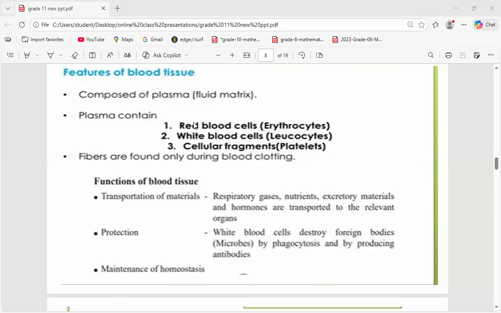What are in the plasma? Plasma means there is fluid, right? In that we have RBC, WBC and platelets. And next one is fibers, that is only for clotting. So clotting is also one of the functions of blood tissue.